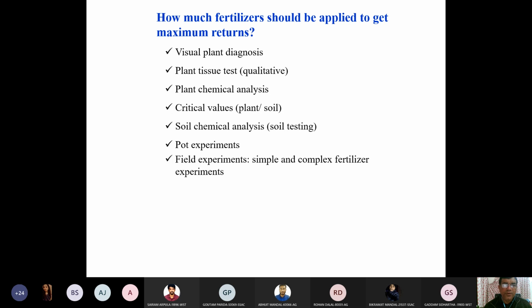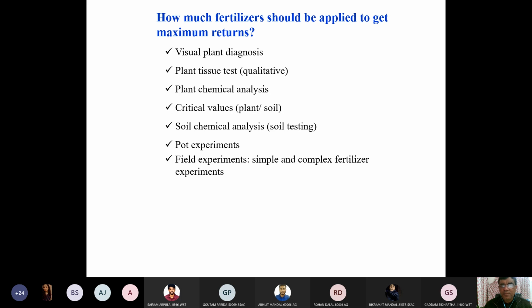that plant tissue can be used to see the status of the nutrient, and it is a qualitative test. It will not give you the exact concentration of the nutrient. It will tell you whether the nutrient level is low, medium, or high in the plant. So plant tissue tests are also not useful to tell us how much fertilizer should be applied.